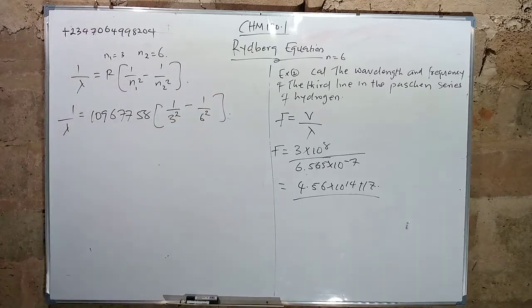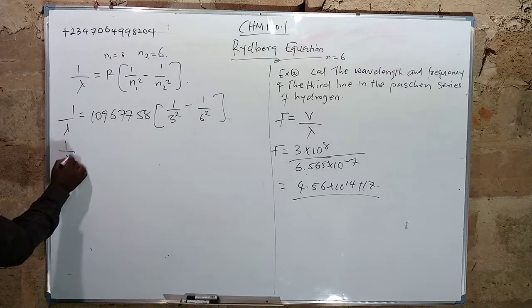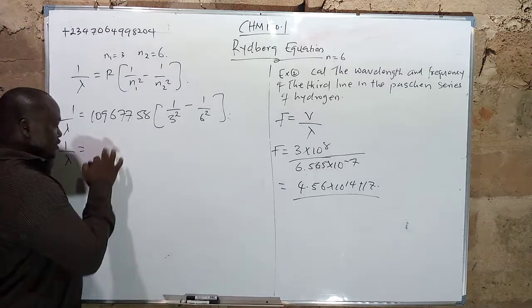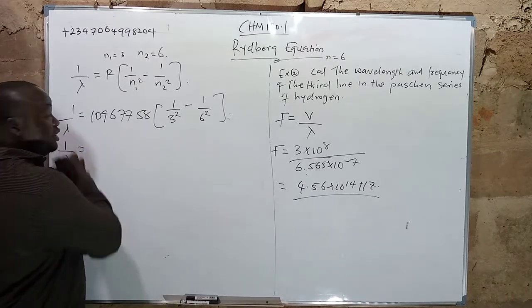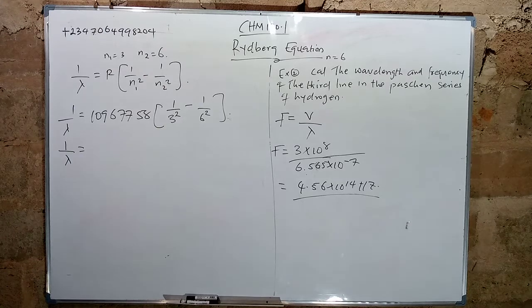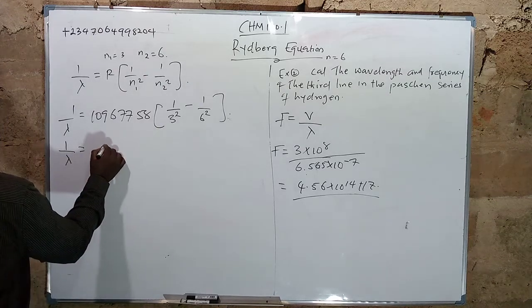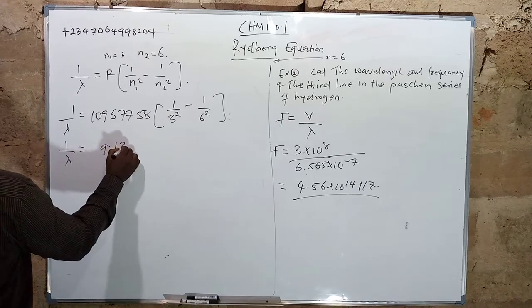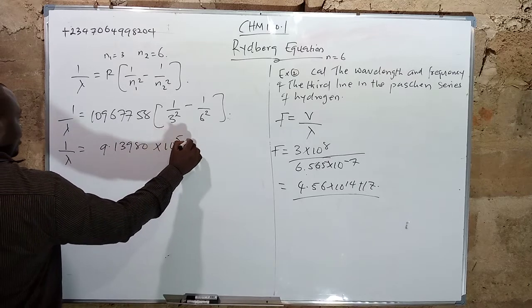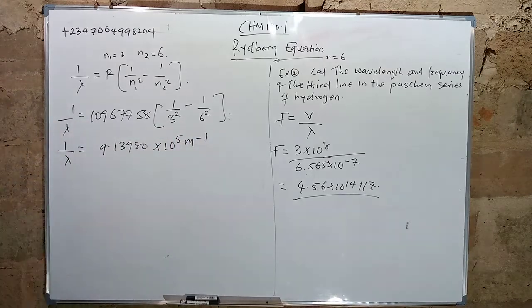Punch everything in your calculator very fast. Don't forget this. Never forget it. That's the problem people used to have. And for people in Uniport, if you have an exam that is objective and you come to this, and you didn't get the inverse, that means you have failed it. So be careful about that very well. If you punch it in the calculator, what you should get is 9.13980 times 10 raised to the power of 5 per meter.